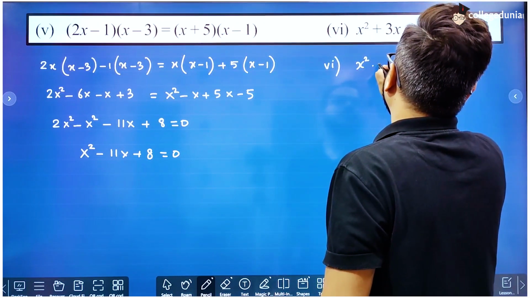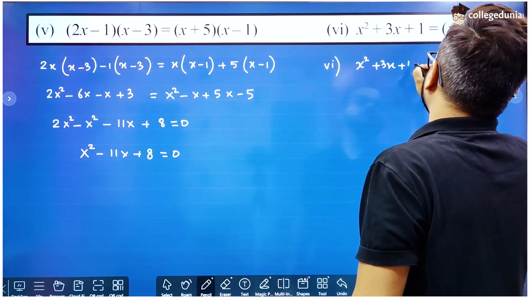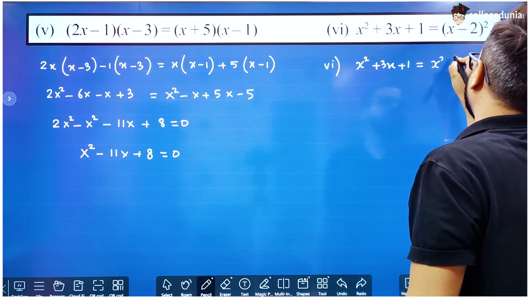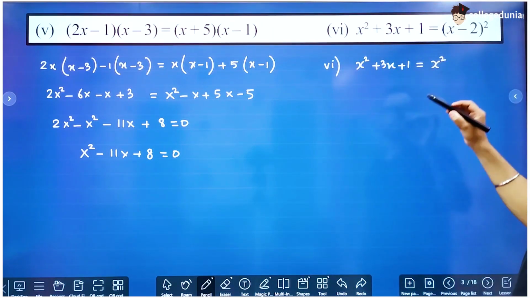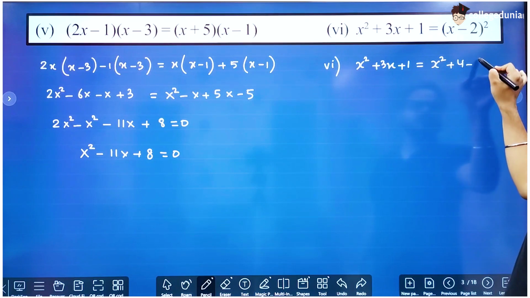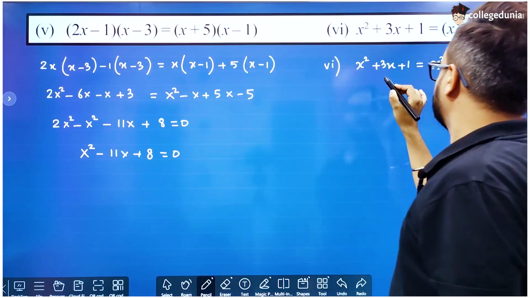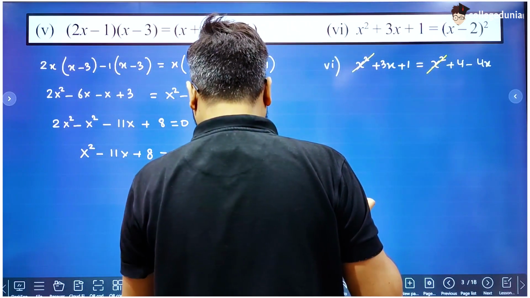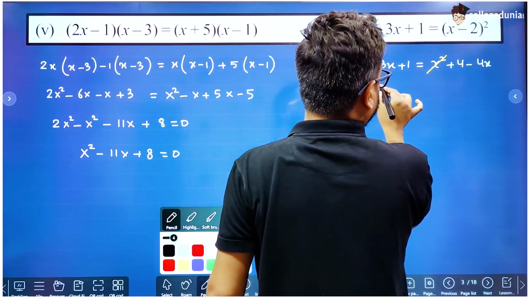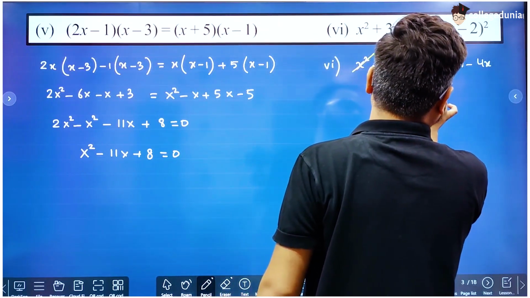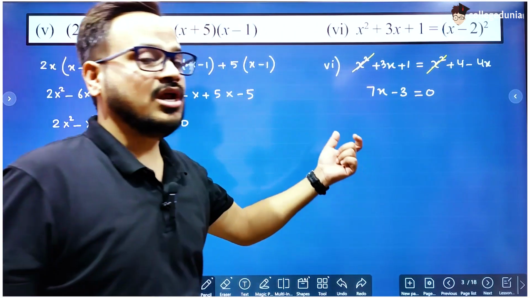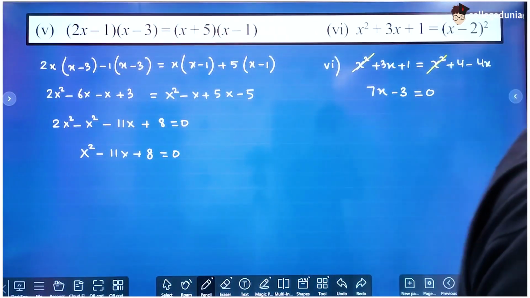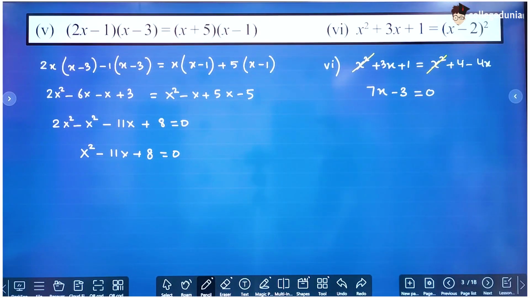x square plus 3x plus 1 equal to, apply the identity of a minus b whole square, which is a square plus b square minus 2ab. So x square is cancelled out, and what we are left with is 7x minus 3, which is obviously not a quadratic equation. And this type of equation whose degree is 1, it is not a quadratic equation, but for extra knowledge you should know that this type of equation is called a linear equation whose degree is 1.